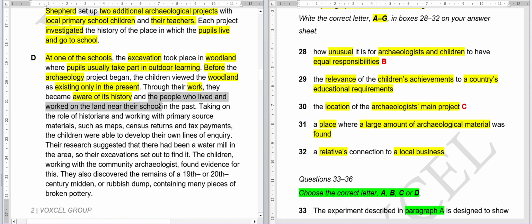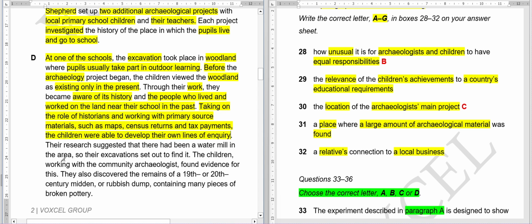the people who lived and worked in the past, taking on the role of historians and working with primary source materials. So now they took the role of historians and worked with primary source material, like maps, census returns, and tax payments. So these are the sources they worked with. Children were able to develop their own lines of inquiry. So because of that, they were able to make their own questions.